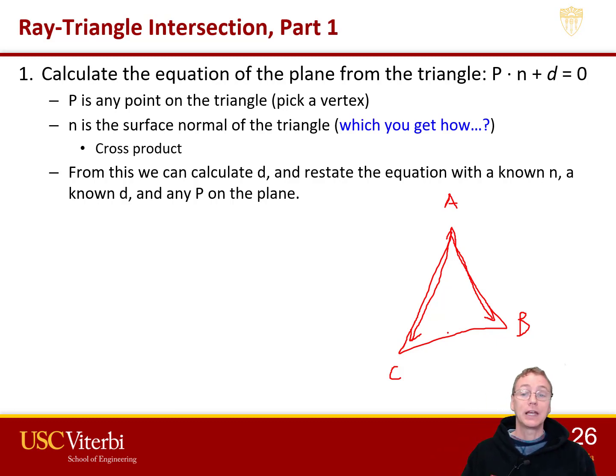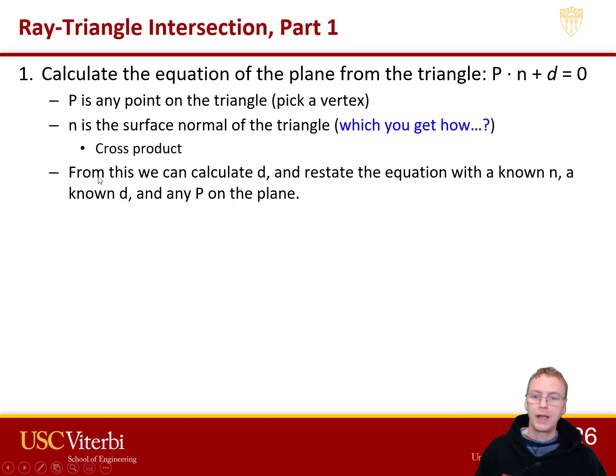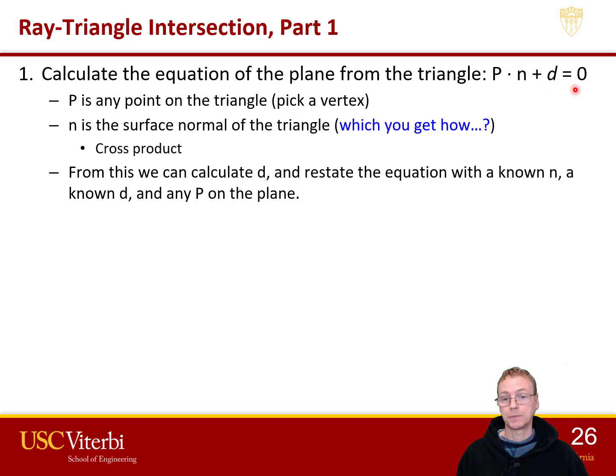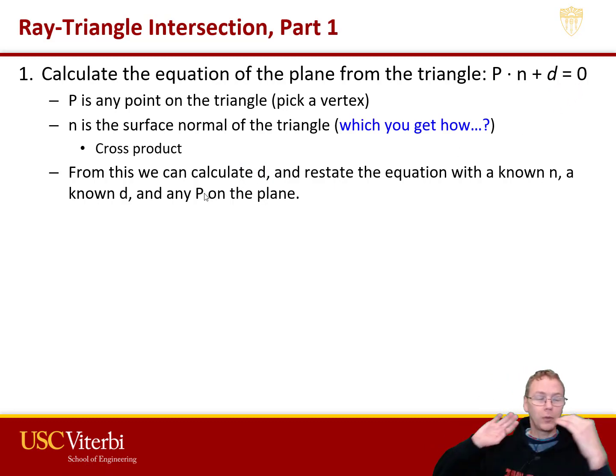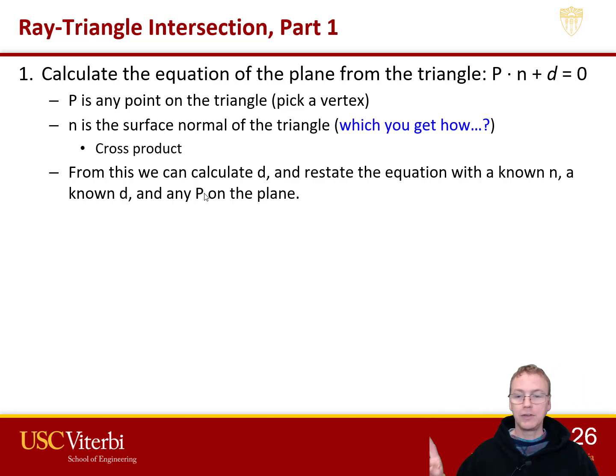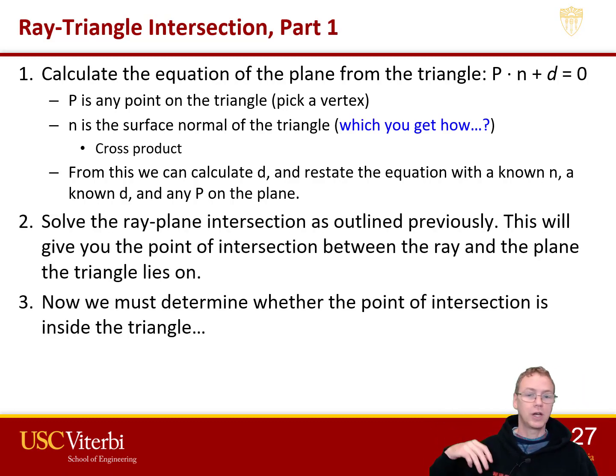To get a unit normal, we would then normalize that answer, because the cross product is not guaranteed to give you a unit normal by itself. So now that we have this normal, we can calculate our D value, and we have our plane equation. Awesome. So we're right back to what we did on the previous slide. We'll just solve the ray plane equation that we had. We already did it. We'll do the exact same thing.